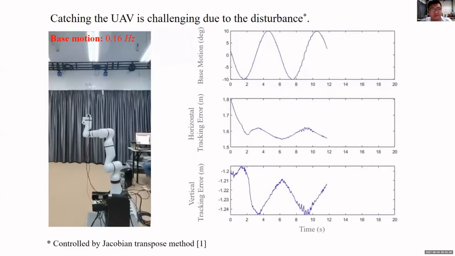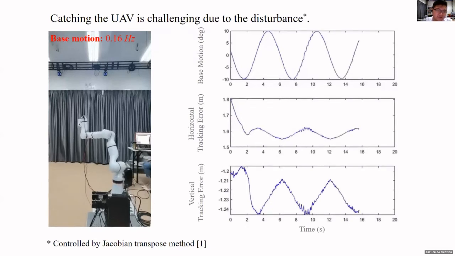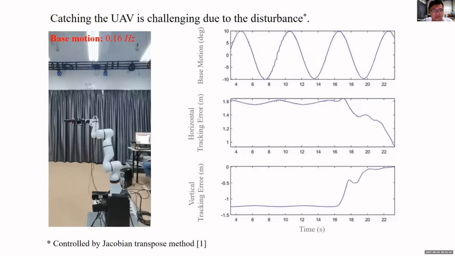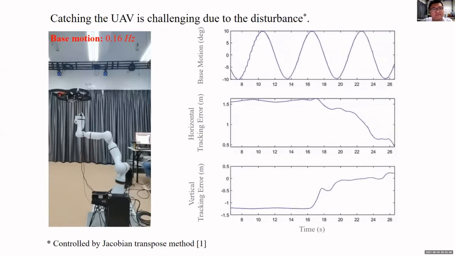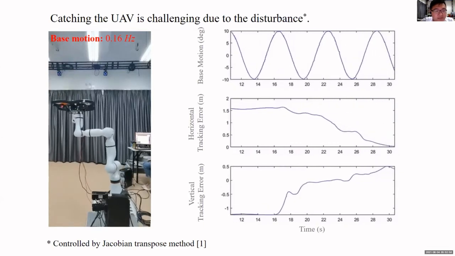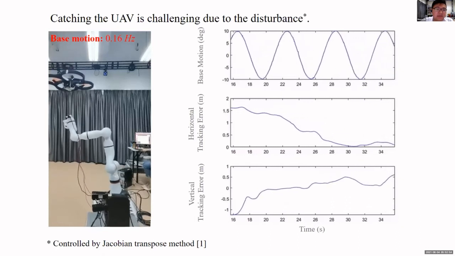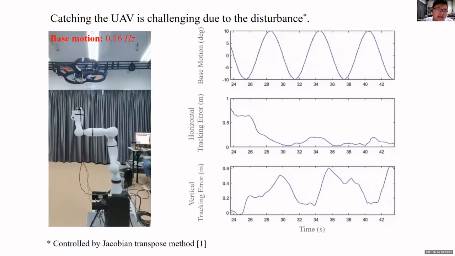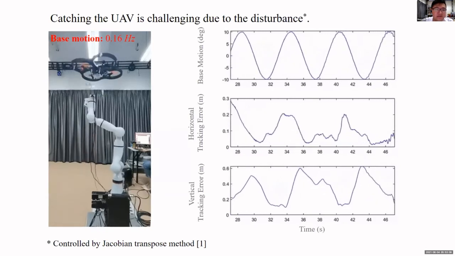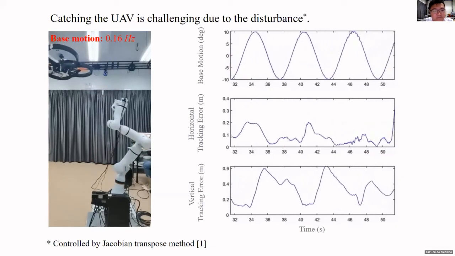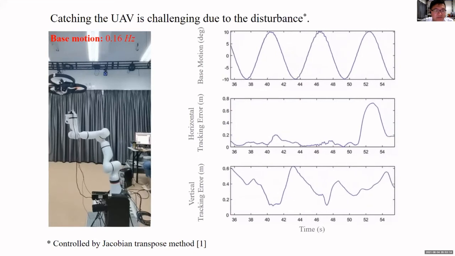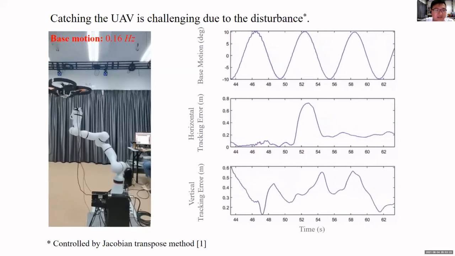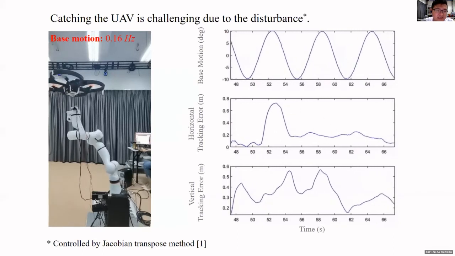This is an experiment to catch the UAV on a disturbed platform. And the Manipulator is mounted on a rotary platform whose motion is 0.16 Hertz and the amplitude is 10 degrees. The position of the UAV is measured by the motion capture system, and the Manipulator is controlled by a Jacobian transpose method. And the end effector of the Manipulator is designed to track the objective by a proportional controller. We can see that the response of the Manipulator is very slow. And after about 3 tries, at last it will catch the UAV successfully.